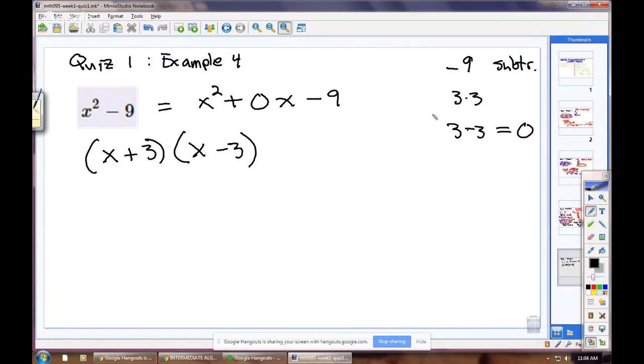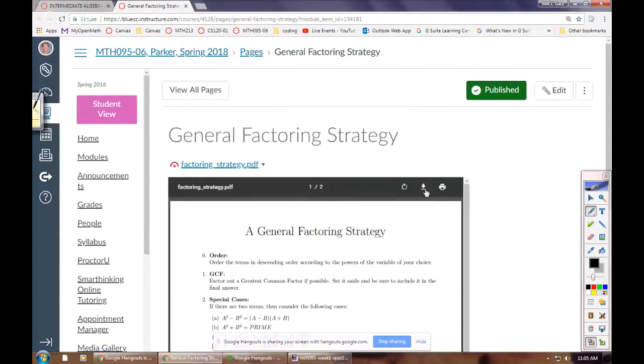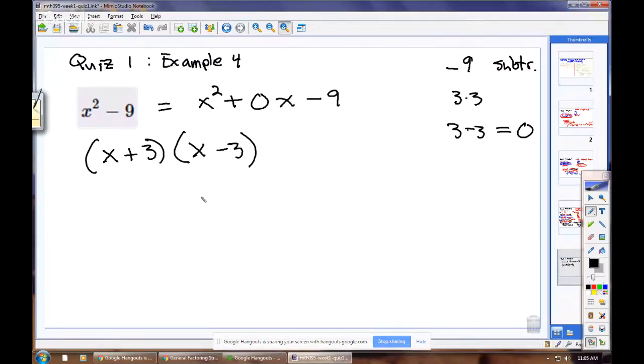Another way to solve this problem besides our factor by guessing or AC method is to memorize a formula. In one of the sections, they go over special products. Those are also listed on my general factoring strategy. They are the difference of two squares, which factors. The sum of two squares does not; we call it prime. The difference of two cubes factors, and the sum of two cubes factors. I do expect you to have these formulas memorized for the test. So write those down repeatedly to help commit them to memory.